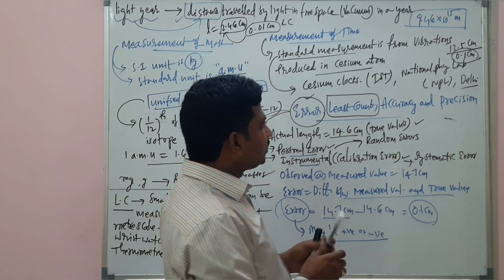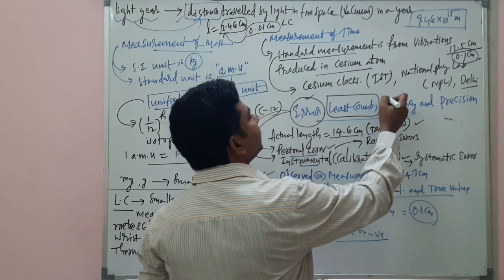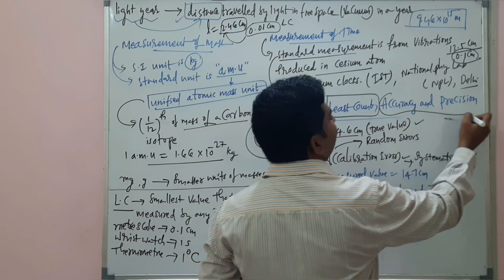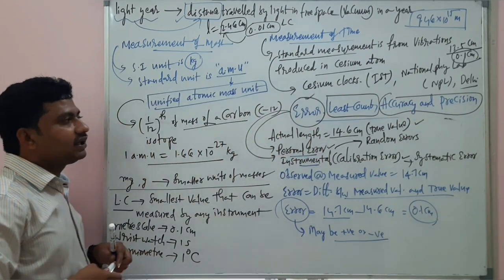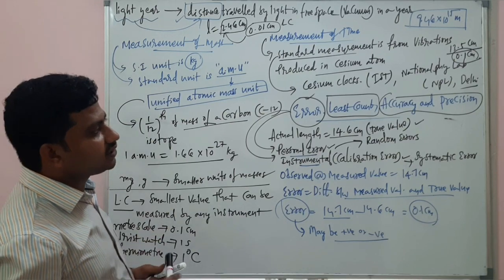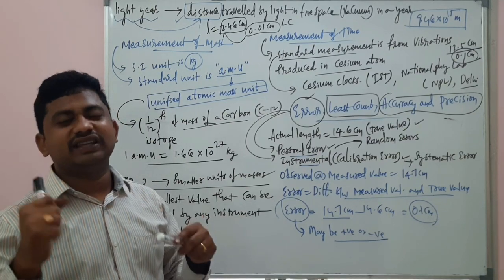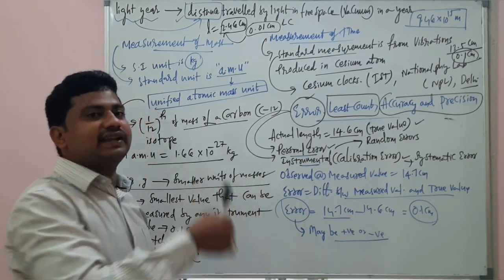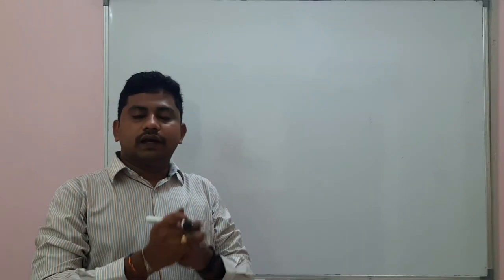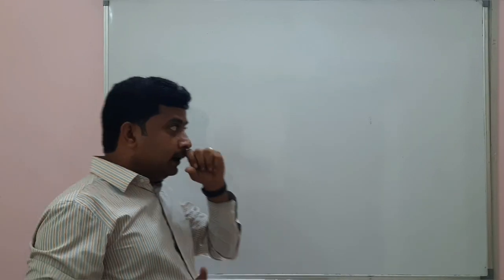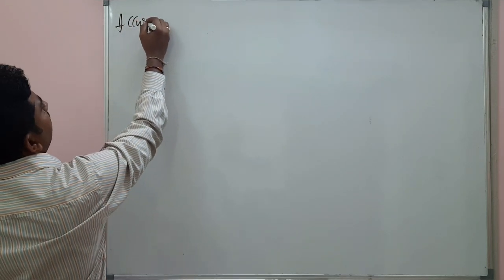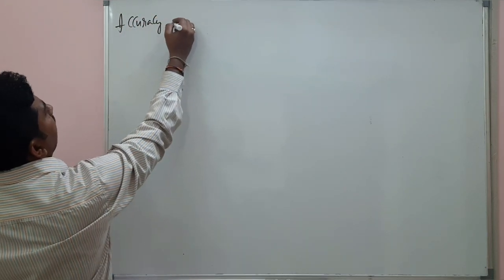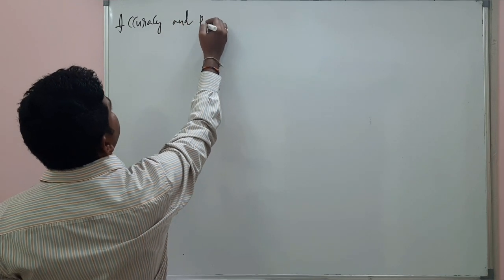Accuracy and precision are two important things while doing the experimentation, that we'll be discussing now. Well, my dear students, the thing we need to discuss is accuracy and precision.